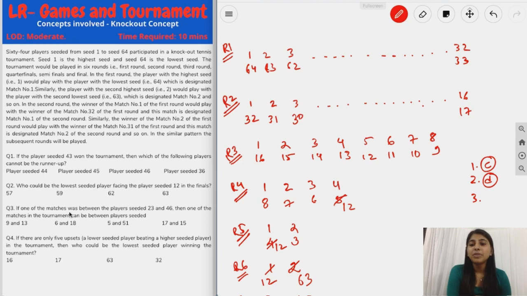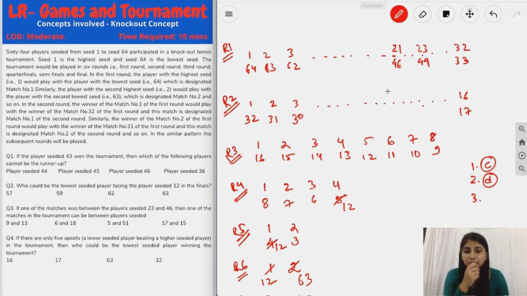Okay, third question. If one of the matches was between the players seeded 23 and 46, then one of the matches in the tournament can be between players seeded. So we need to figure that out. How can 23 and 46 play together, and in which round? In the first round, 23 plays with whom, and 46 plays with whom? 65 needs to be the total, right? So 46 plays with 21 in the first round. So 23 will play with 44 in the first round.